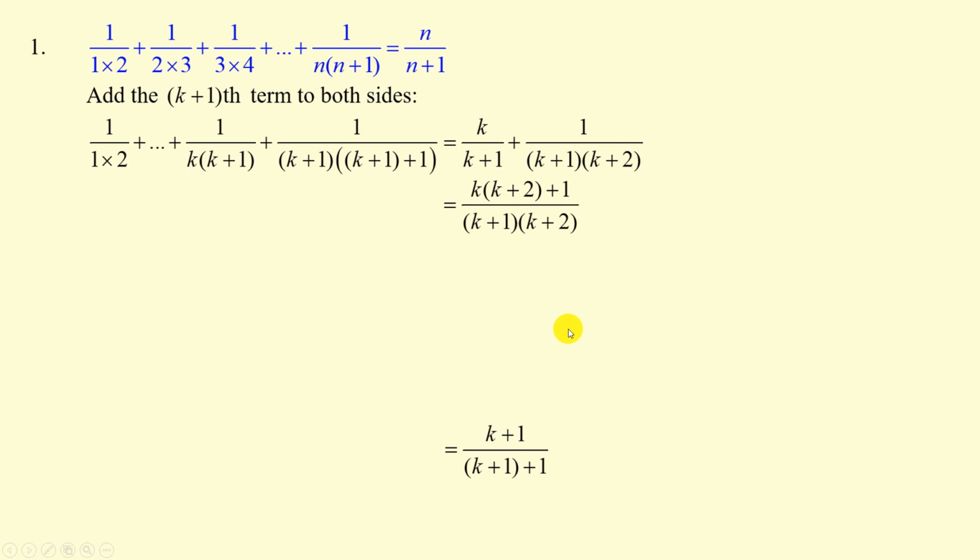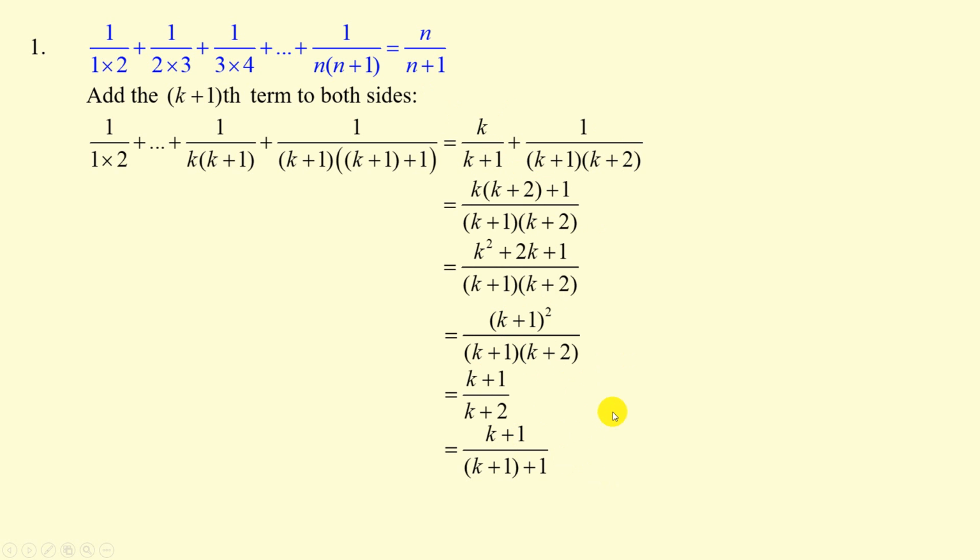So common denominator. Multiply out on the numerator. Factorize the numerator. Cancel the k plus 1s. And there we are. There's k plus 1, and k plus 2 is k plus 1 plus 1. So we can say true for n equal to k plus 1, and we've finished with step 3.